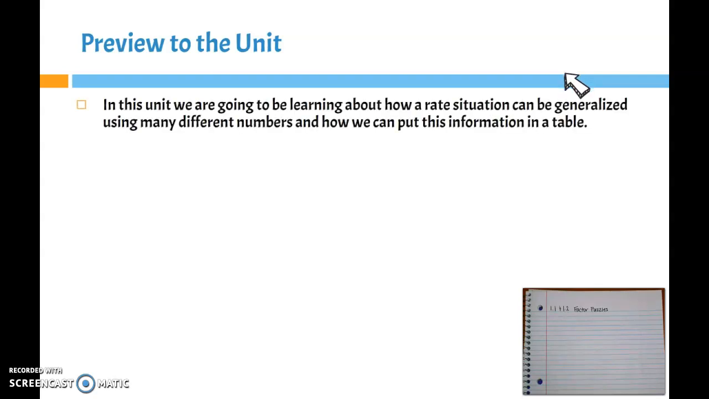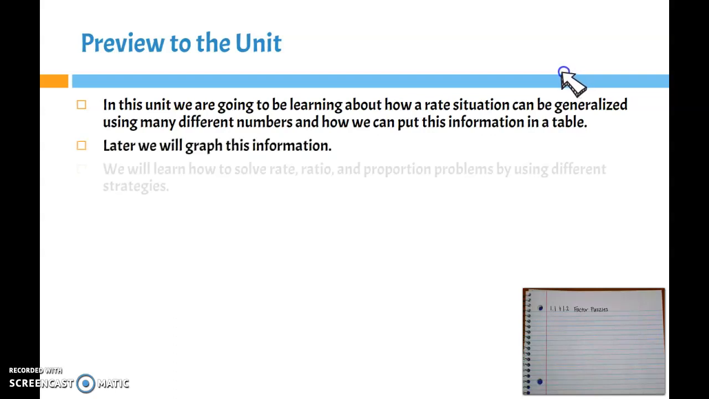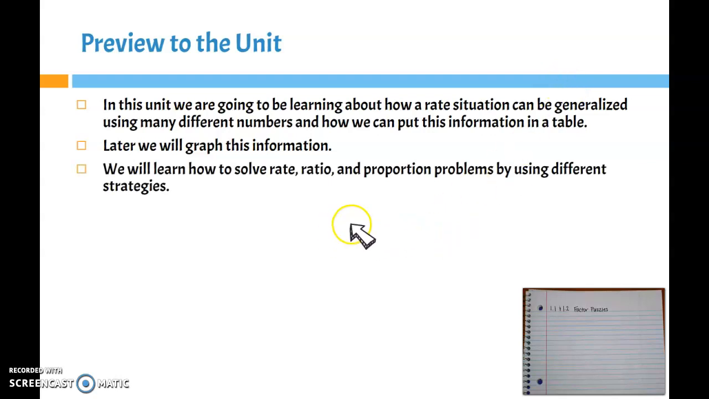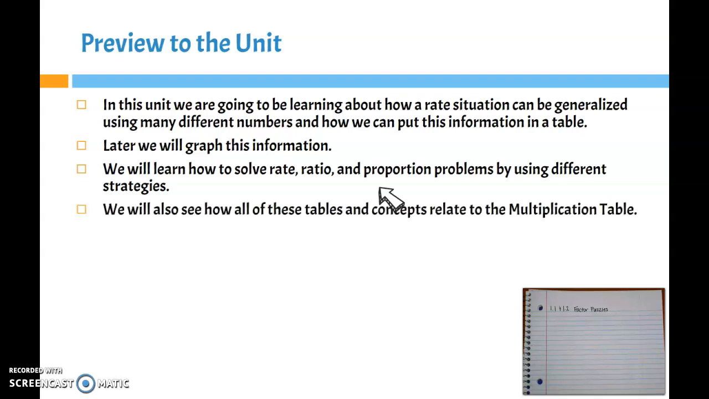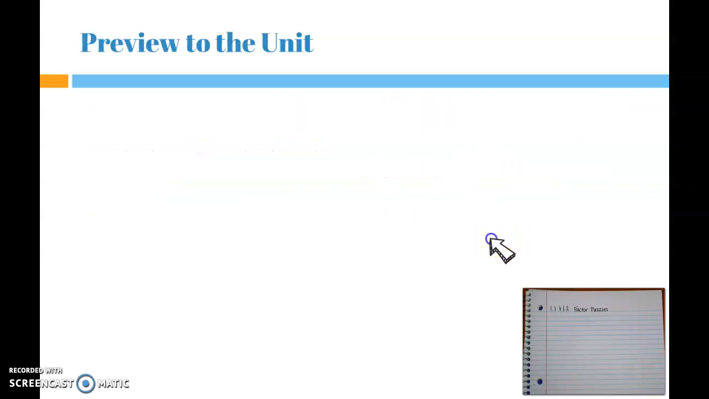Preview to the unit. In this unit we're going to be learning about how a rate situation can be generalized using many different numbers and how we can put this information into a table. We're going to be graphing this information. We'll also learn strategies on how to solve rate, ratio, and proportion problems by using different strategies. There will be multiple ways that you can solve these and you choose whichever one works best for you. We will also see how all of the tables and concepts relate to the multiplication table.